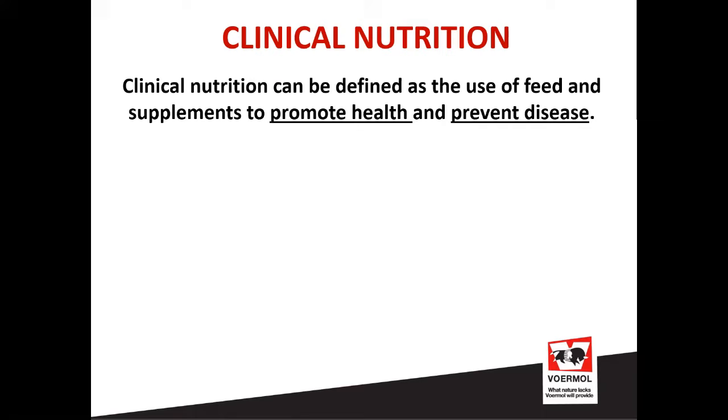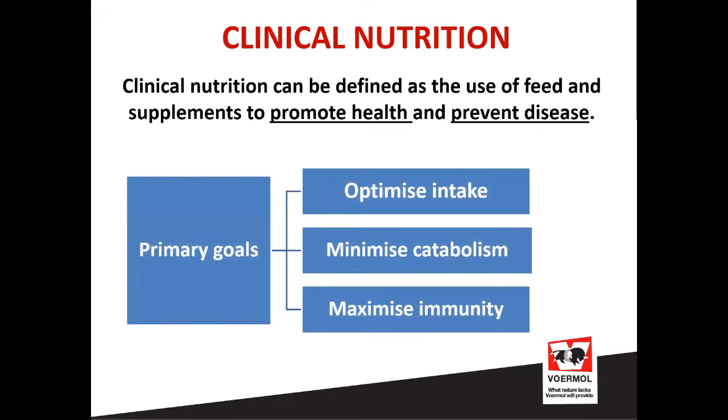So, the animals that we're dealing with do have a high genetic potential. To unlock that potential, we need to practice clinical nutrition, and we can do that by following the primary goals. We want to optimize intake, all right? You can do that by feeding the correct balance of micronutrients, because that stimulates appetite.